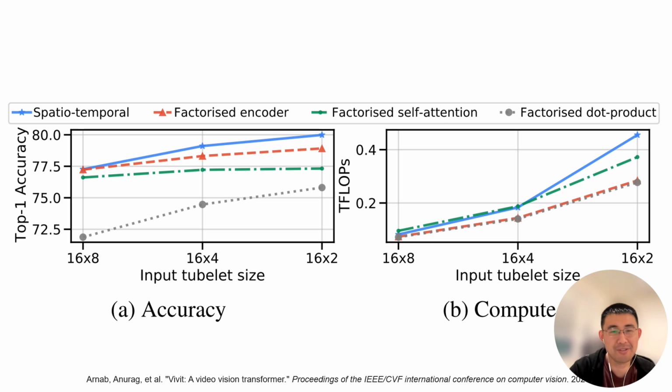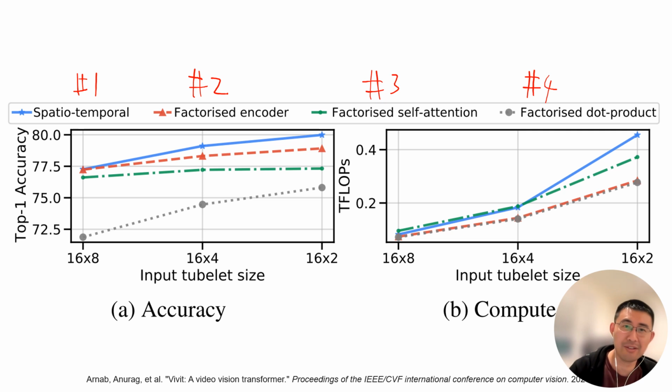So here comes the result. In terms of accuracy, the first model is here. Blue is number 1, the red is number 2, the green is number 3, the gray is number 4. The accuracy, the first one is the best. Of course, it has the most computational cost, right?